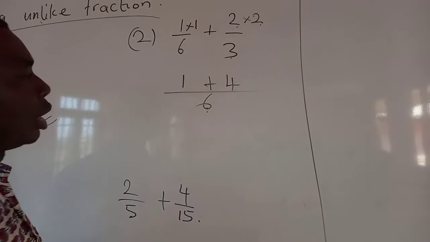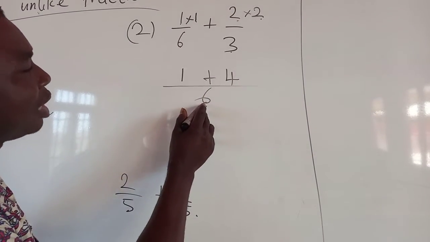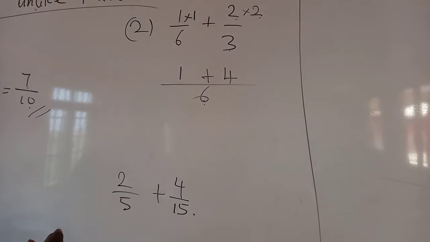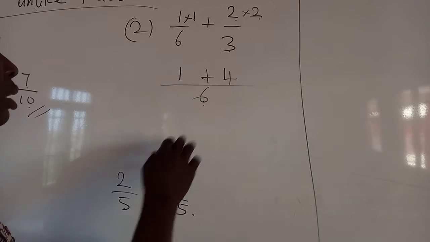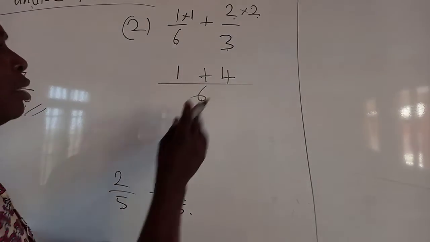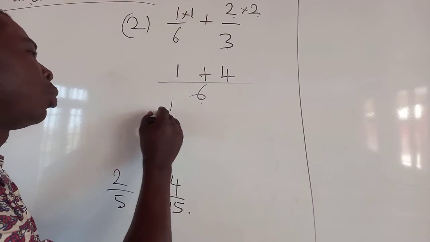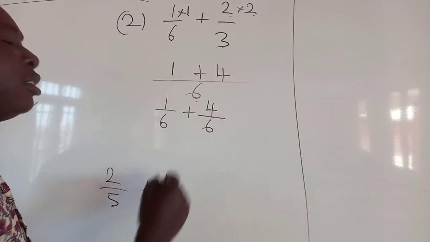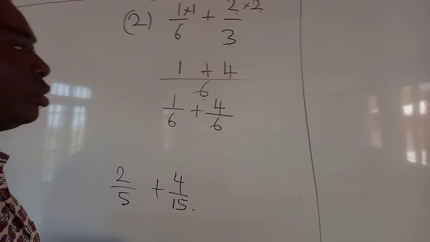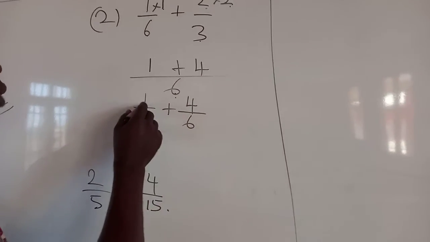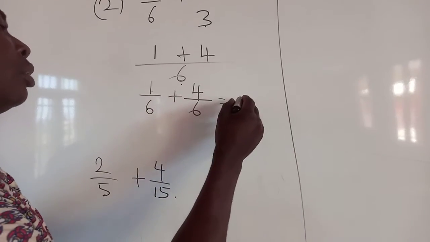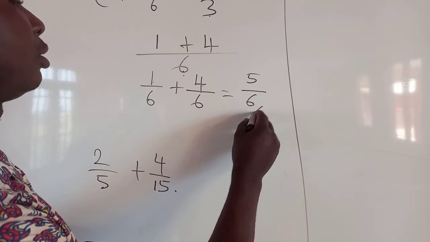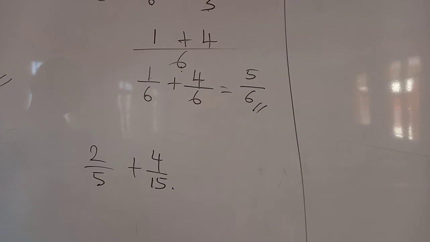Good. Can I add now, since I have the same denominator? I can add because I can rewrite it as 1 out of 6 plus 4 out of 6. Have you seen that? Good. So 1 plus 4 will give me 5 out of 6.